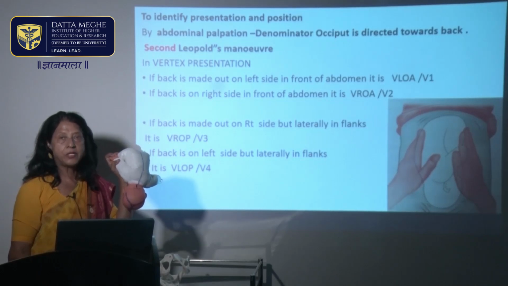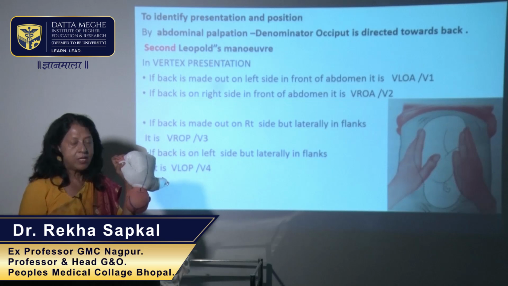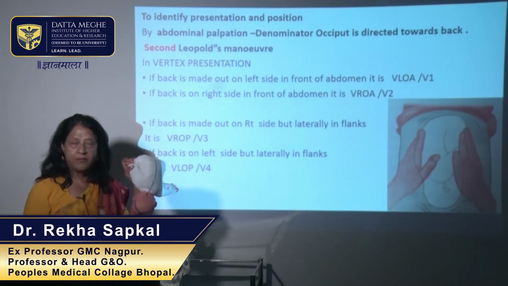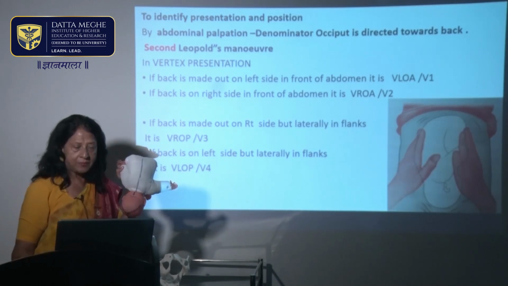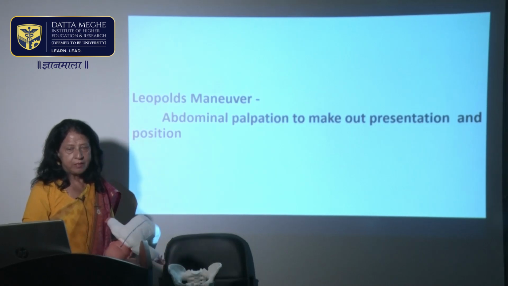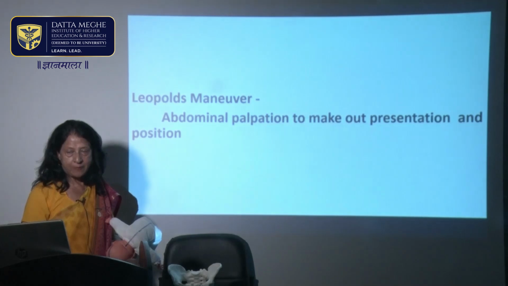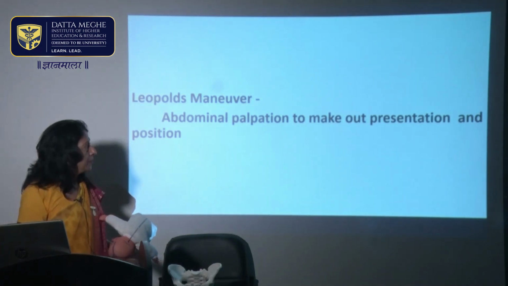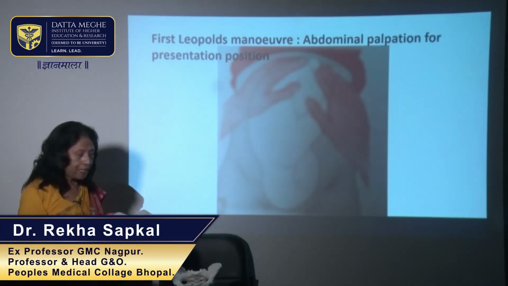So, lateral palpation determines where the back is. It is very important to confirm the back by auscultating the fetal heart 5 centimeters away from the midline, to confirm whether the back is on the left or right side. These are the different Leopold's maneuvers followed during abdominal palpation, where we can make out the presentation and position in a patient.